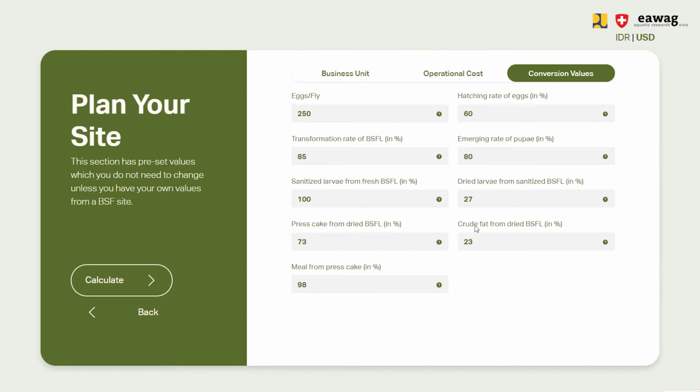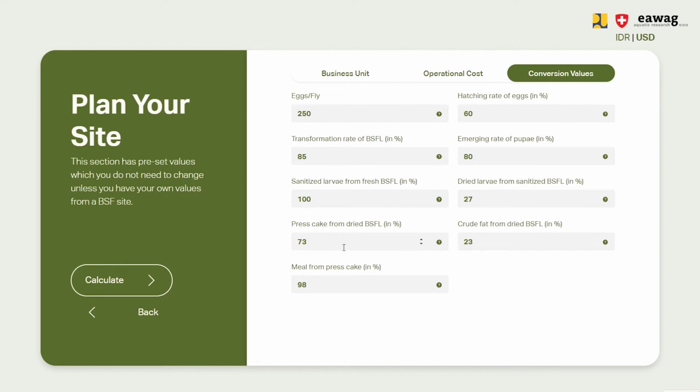Here is the crude fat from dried BSFL. This percentage explains how much crude fat you can extract from the dried BSFL. You can see here that if you add these numbers up, you almost get to 100. There is a little bit of loss here because some of the material stays in the machine and some of the material is evaporated due to the heat, which was explained to you in the post-processing chapter.